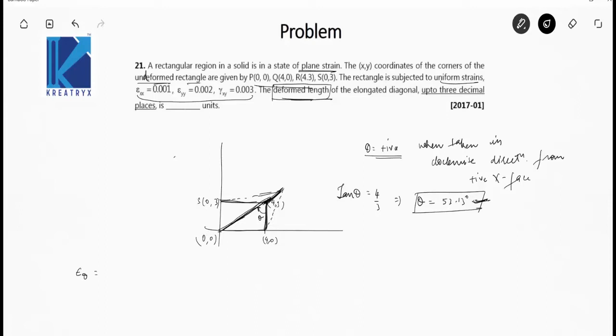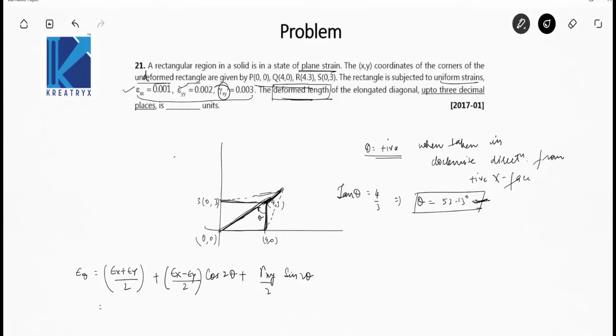Now we have our formula, that is strain at an angle theta is equal to epsilon x plus epsilon y by 2 plus epsilon x minus epsilon y by 2, where epsilon x is strain in x direction and epsilon y is strain in y direction, cos 2 theta plus gamma xy by 2 sin 2 theta. Gamma is shear strain on xy plane. So now we have all the values, strain in x direction, strain in y direction, and the shear strain on xy plane is given.